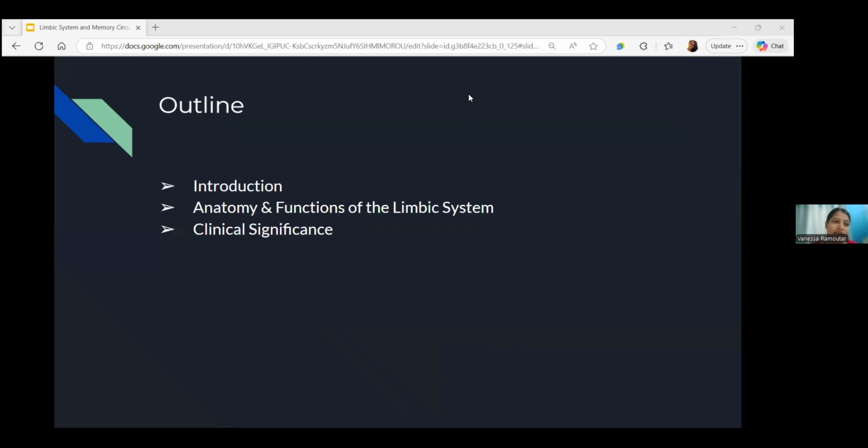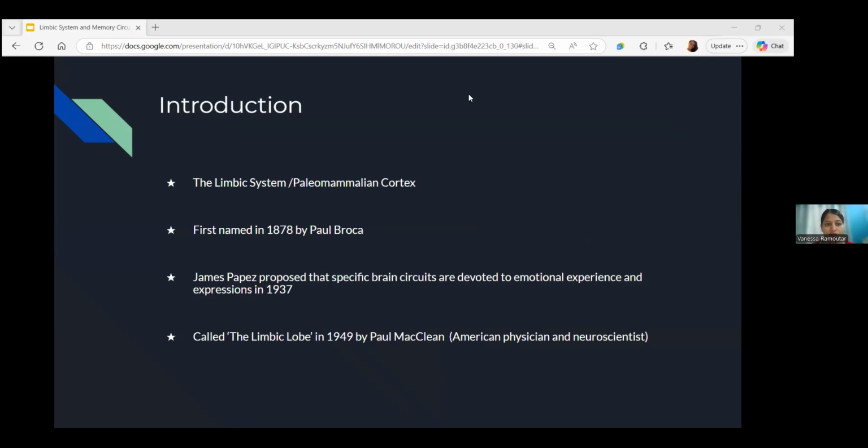This is just an outline of what we will be discussing: the anatomy and functions of the limbic system, as well as the clinical significance.